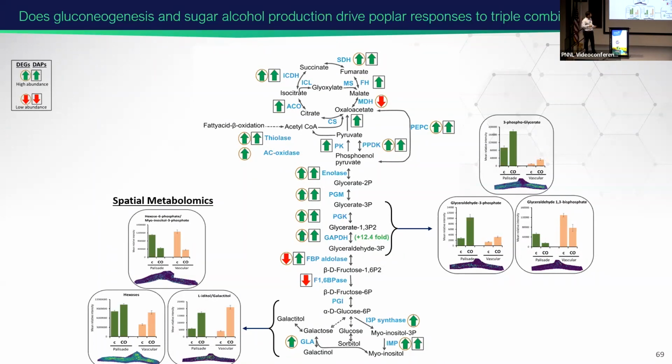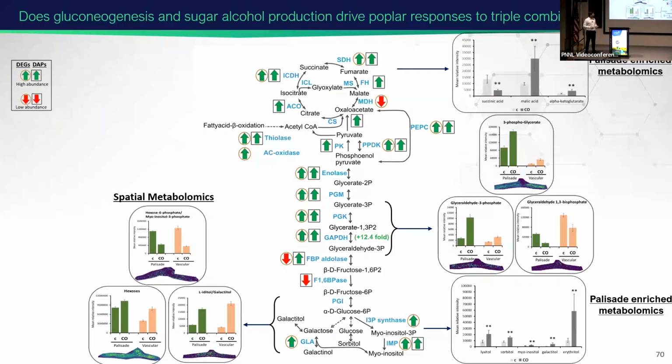In order to confirm this metabolite data, we also did a complementary GCMS-based metabolomics, where we collected the palisade cells and sent them for GCMS metabolomics, which identified most of the sugar alcohols to be elevated in abundance in palisade cells, and some of the TCA cycle compounds as well. So this shows this pathway is activated to increase sugar alcohol production during combination stress.